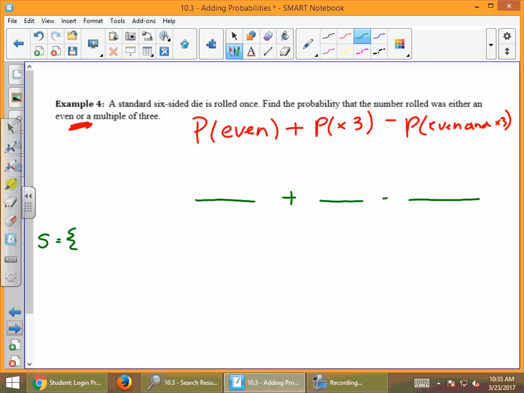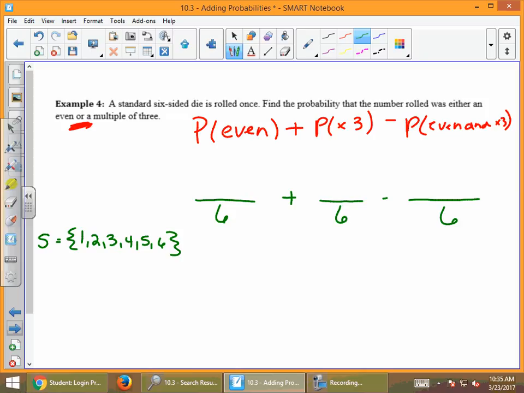So again, write your sample space. If you're rolling a 6-sided die, what are all the possible outcomes? Yeah, 1 through 6. 1, 2, 3, 4, 5, 6. Good. I always just like to write my sample space so I know what I'm dealing with. Well, how many total possible outcomes are there for rolling a 6-sided die? 6. There's 6 items in our sample space. So we know our total is going to be 6. So we know 6 is going to go in the bottom.